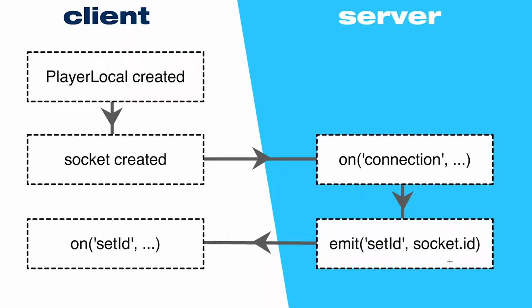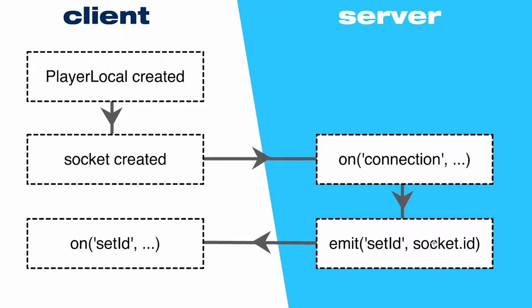Let's review the process as players join the game. First, a socket is created on the client. We're going to be using the class PlayerLocal, so we create an instance of the PlayerLocal class. That in turn creates a socket that immediately communicates with the server, and the onConnection event is triggered.